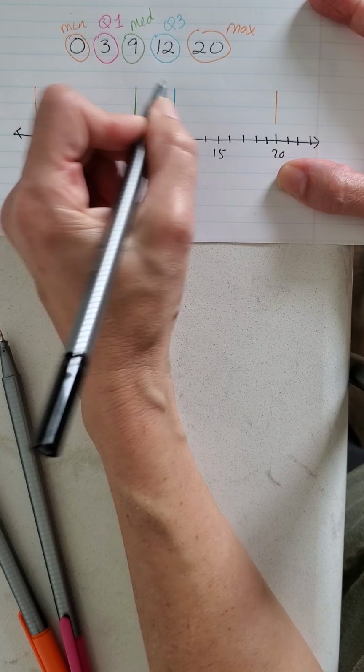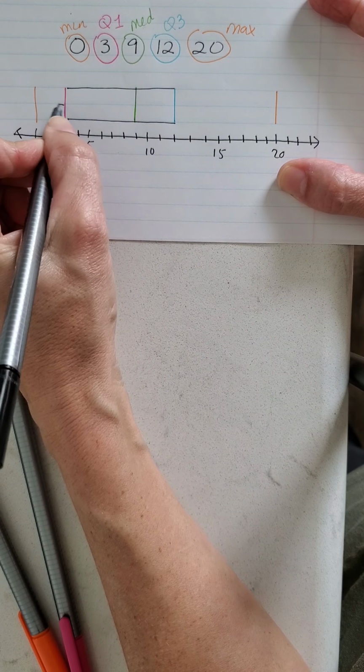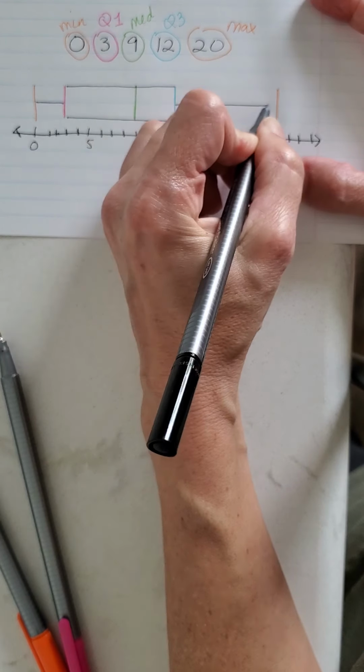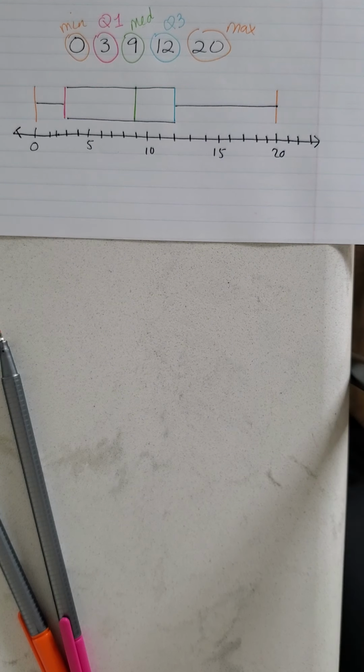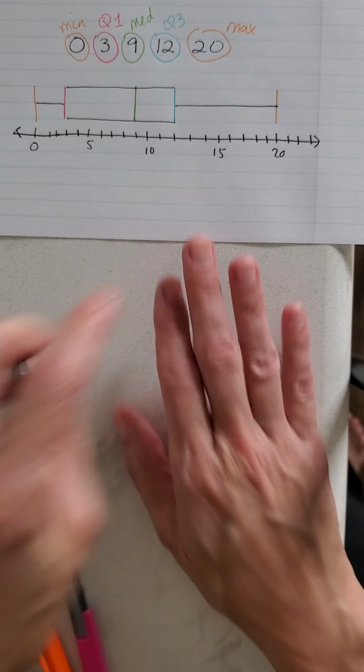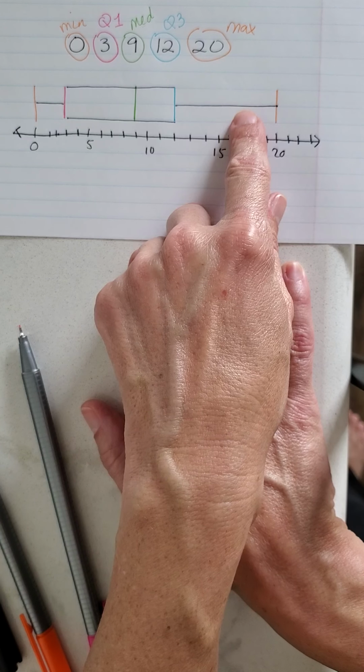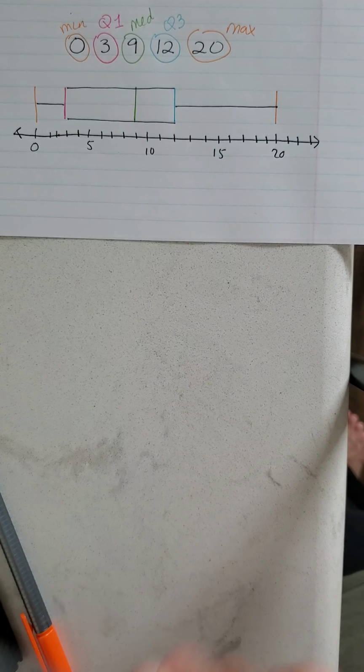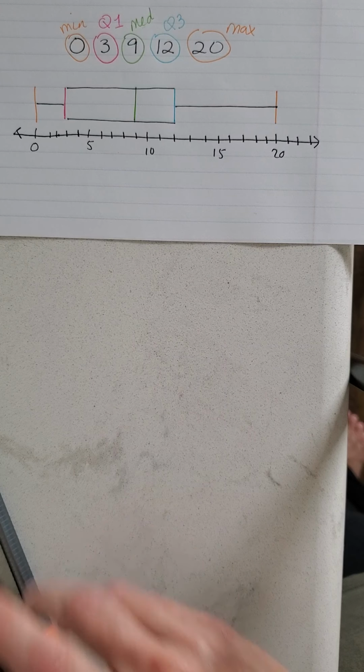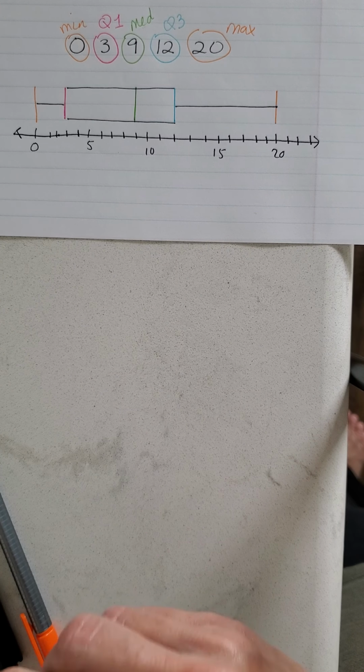Now your boxes don't have to be colorful. I like to use colors so that it's easy to see. But see, once I make this box and whisker plot, I can really look at it and I can see, oh wow, this is really spread out. This is really close together. It makes for very interesting analysis.